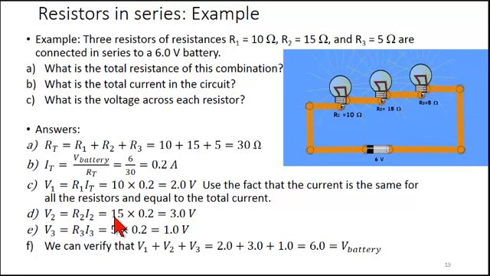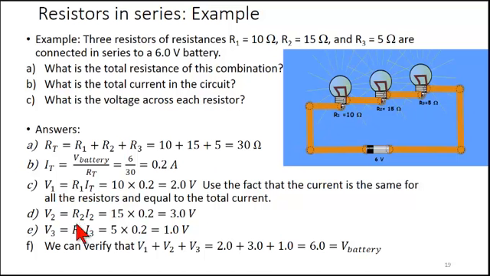Once we get this, we can figure out the voltage across each resistor. Remember now that each of them is receiving the same amount of current. That's the total current. That's the 0.2 amps. So we can call that total current. We can also call it current through number 1, number 2, and number 3.